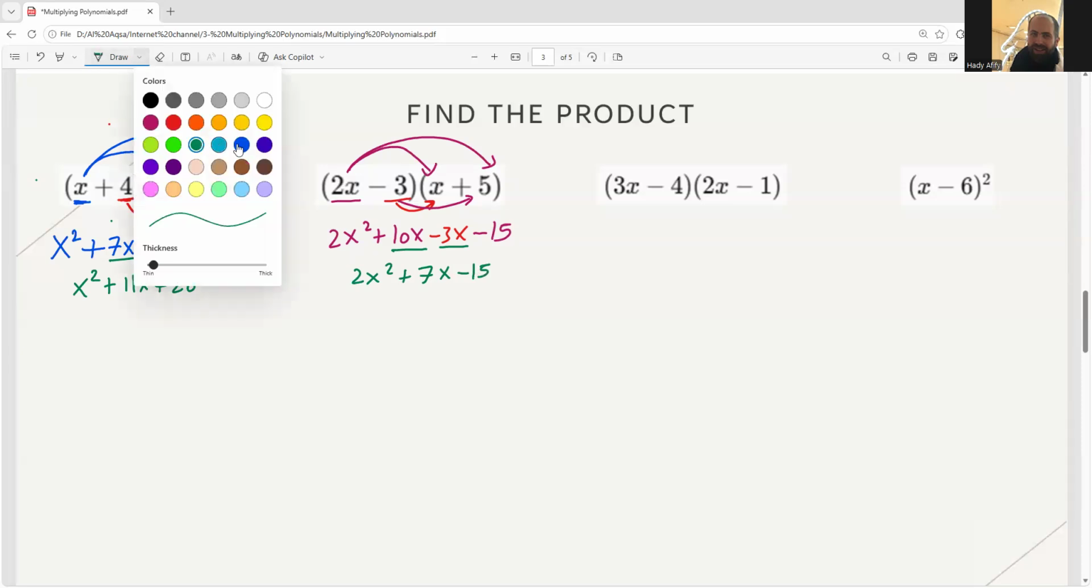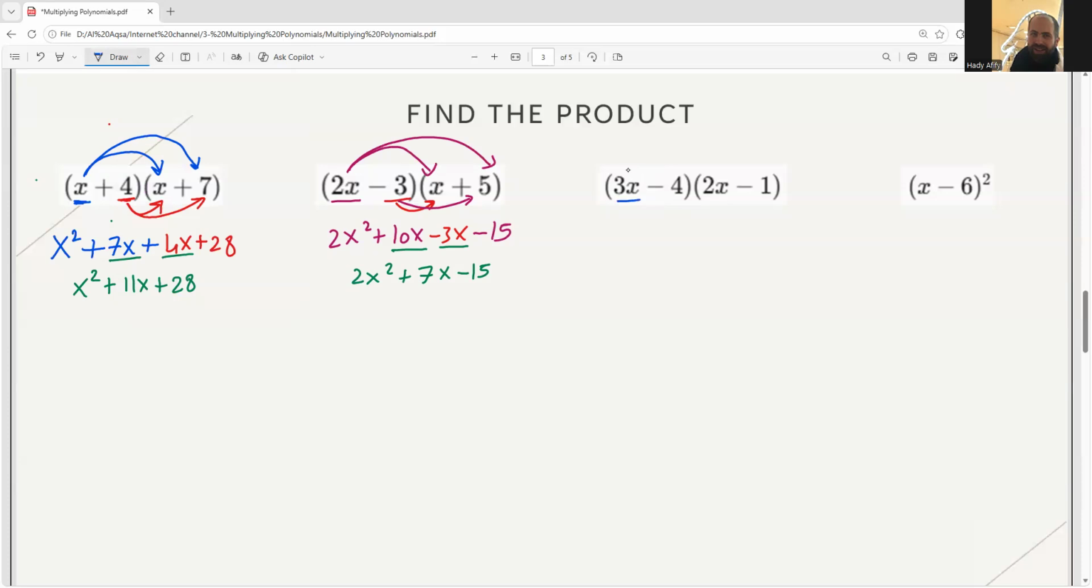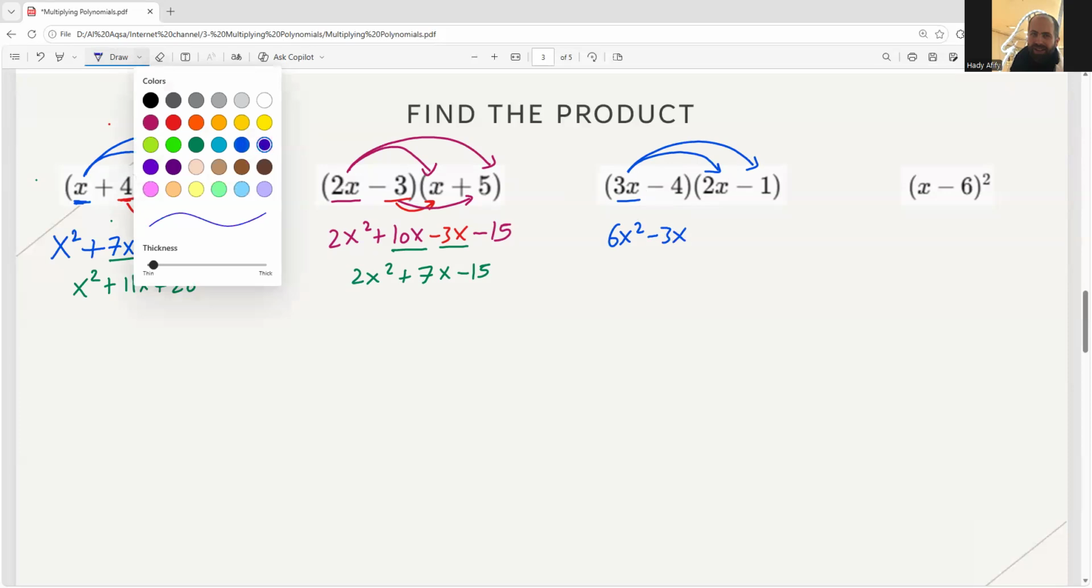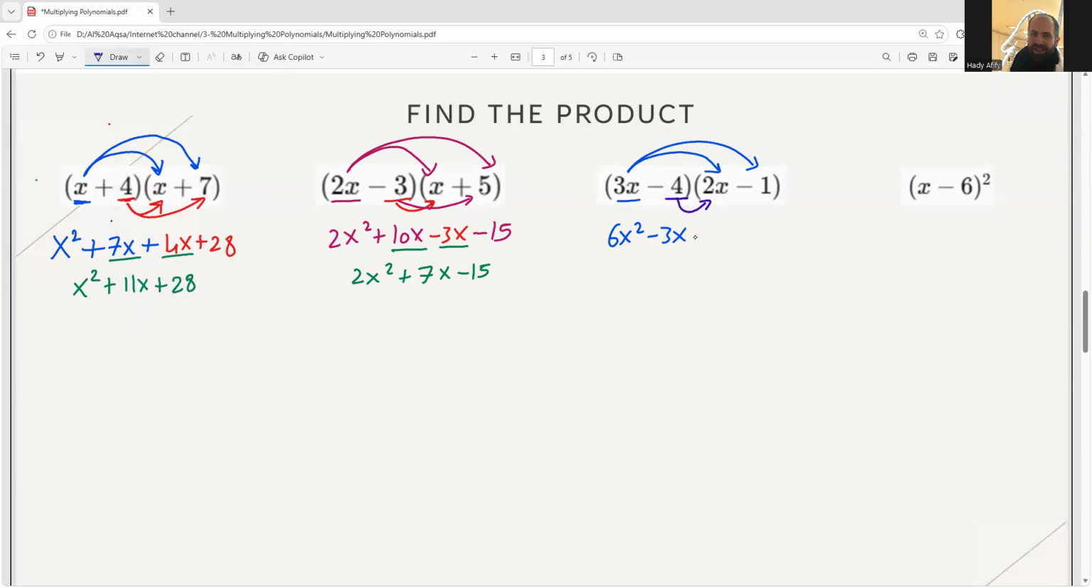Let's go with the next question. Multiply also the first by the first. So 3x multiplied by 2x will be 6x squared. Multiply 3x by negative 1, and you're going to get negative 3x. Then you are going to multiply the second by the first. Negative 4 times 2x will be minus 8x. Negative 4 times negative 1 will be plus 4.